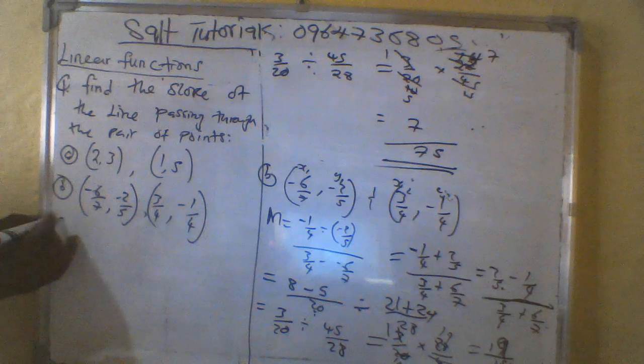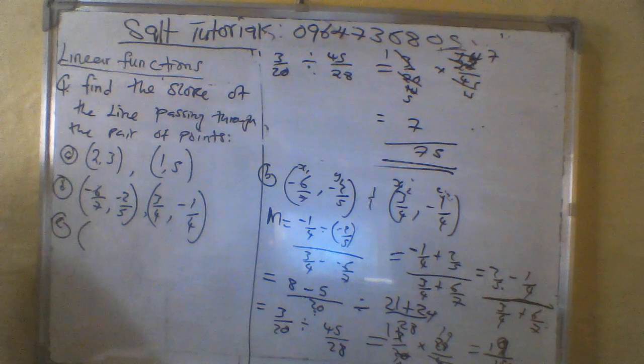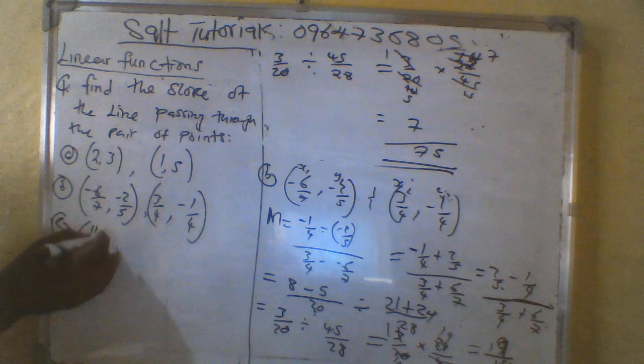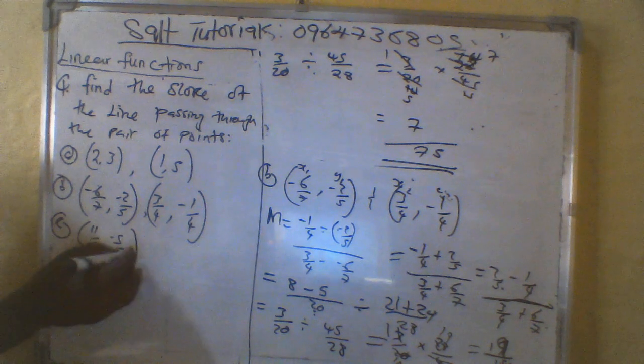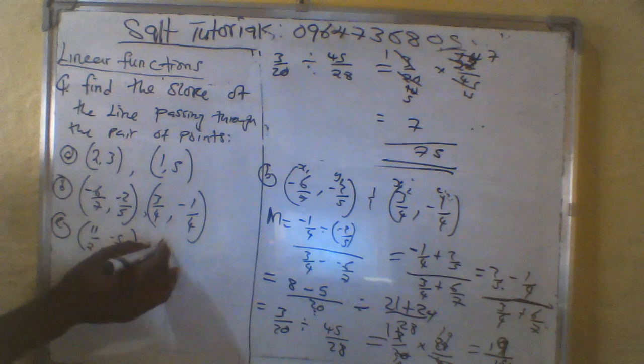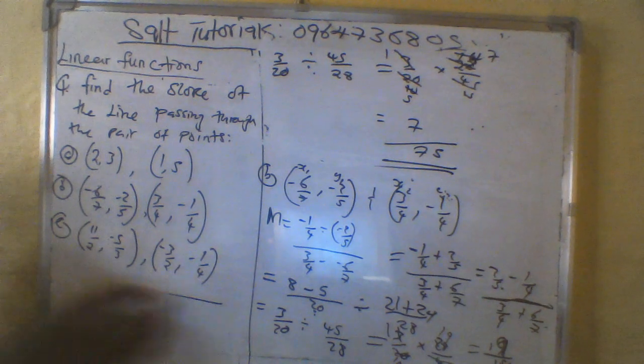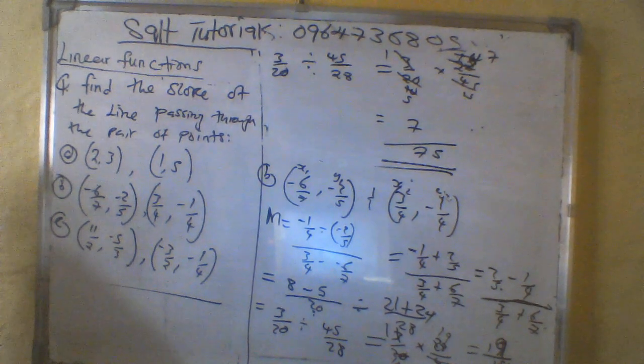The submission which you can submit is another pair of points that I am going to add here: 11 over 2, negative 5 over 3, and negative 3 over 2, negative 1 over 4. You can submit that one as well together with the rest.